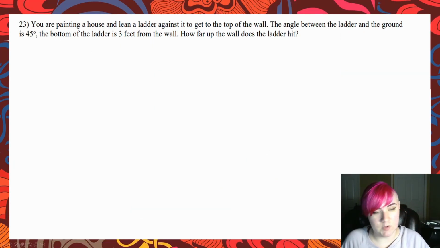So I think I've moved myself so I can actually see up here now. So I've got SOH CAH TOA. I'm going to go and write that up there so I don't forget it. But let's read the problem out and draw a picture.